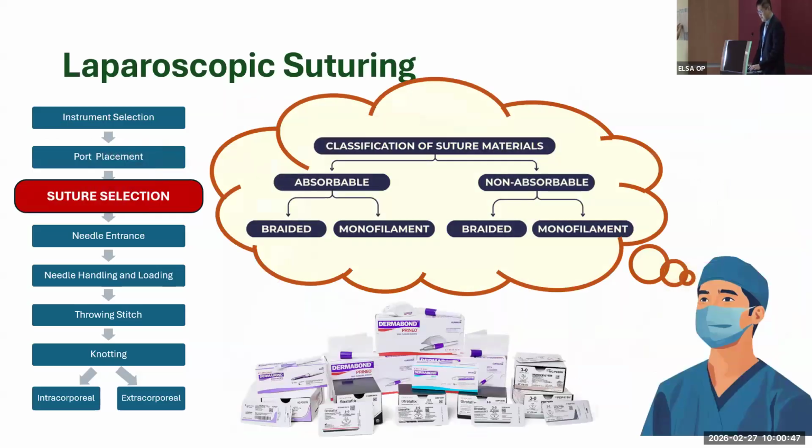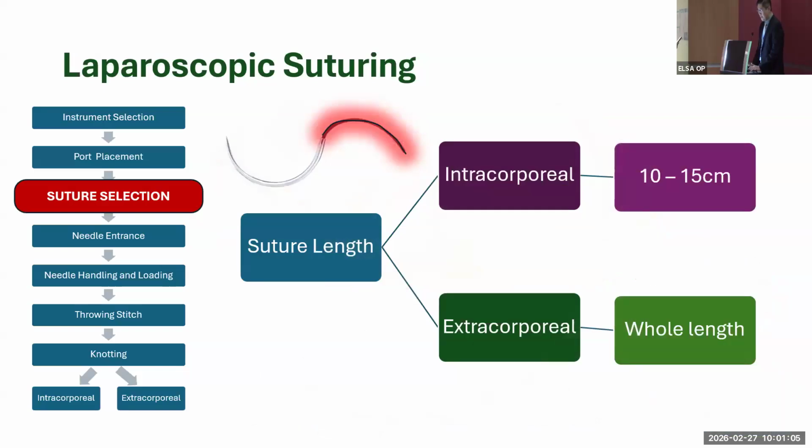After deciding on port placement, next is suture selection. So again, we go back to our choices of suture, whether braided or non-braided, and whether you're going to use absorbable or non-absorbable suture. And then you also need to decide on suture length. For intracorporeal suturing, usually you keep your suture length around 10 to 15 centimeters. Whereas if you're going to do extracorporeal suturing and knotting, then you might need the whole length of the suture line.